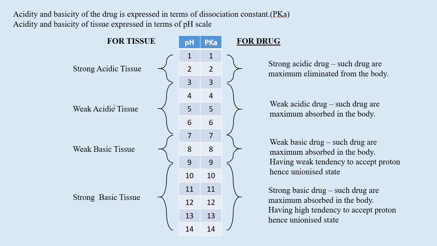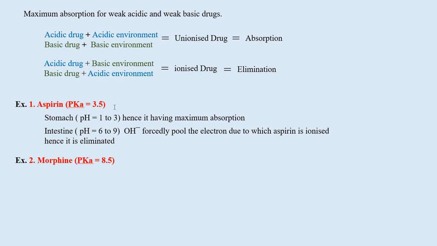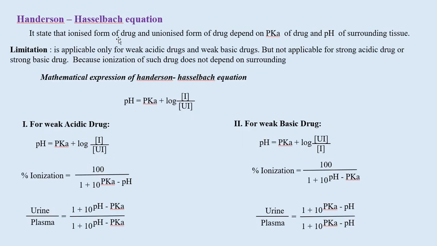And based upon that only, if in an exam they give the pK value for any drug, then you have to understand in which part of the body, in which tissue, that drug will get easily absorbed, and in which part of the body that drug gets easily eliminated. Okay, and these two you remember. This is the dissociation constant. Under dissociation constant, the next heading is the Henderson-Hasselbalch equation.